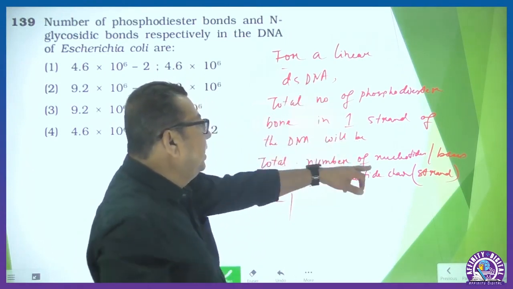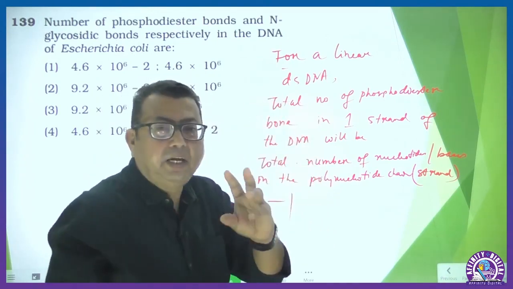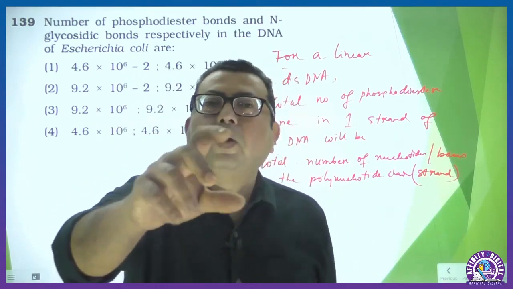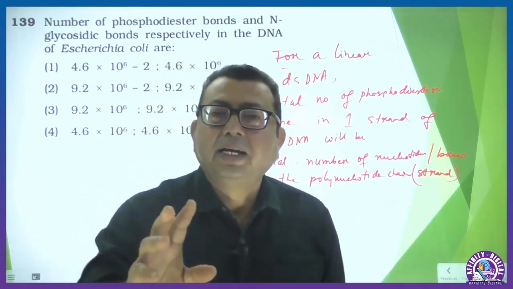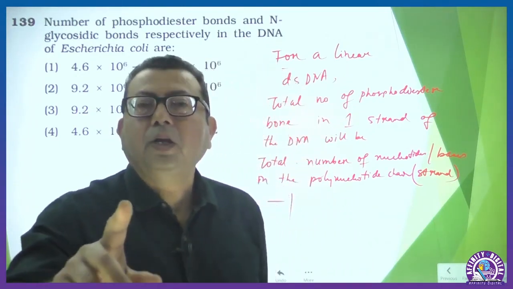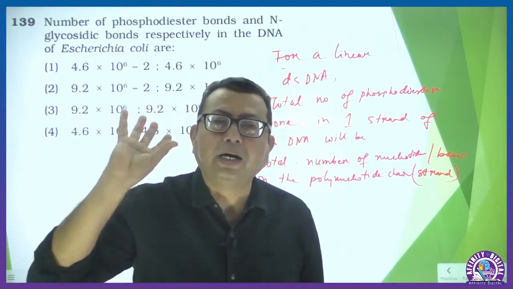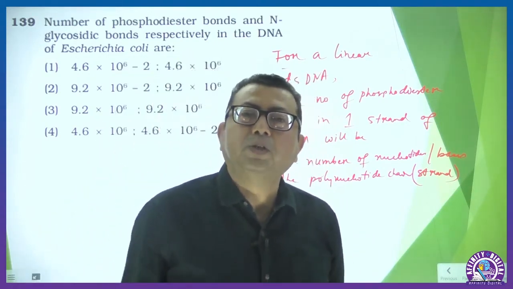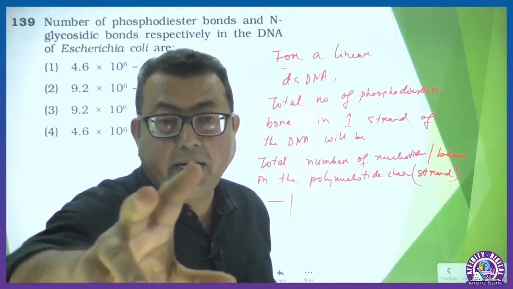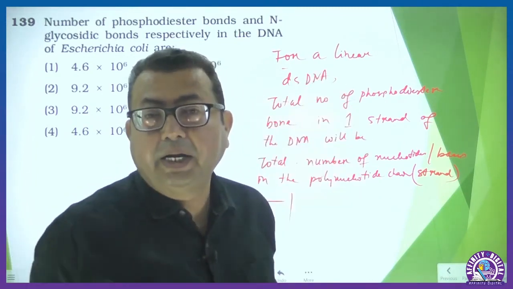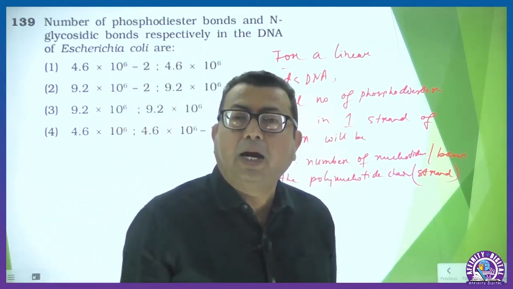So double-stranded DNA mein aisa polynucleotide chain kitna hai? 2 hai. So if you are asked, what will be the total number of phosphodiester bonds in a double-stranded linear DNA consisting of a total of 200 nucleotides? Pura linear double-stranded DNA mein 200 nucleotides hai. So total number of phosphodiester bonds kitna hoga in the whole DNA? Ek polynucleotide chain mein kitna nucleotide hoga? 100. Opposite polynucleotide chain mein kitna hoga? 100.